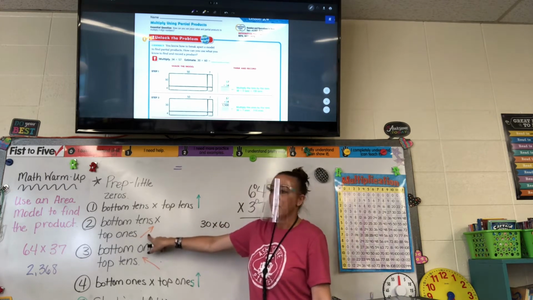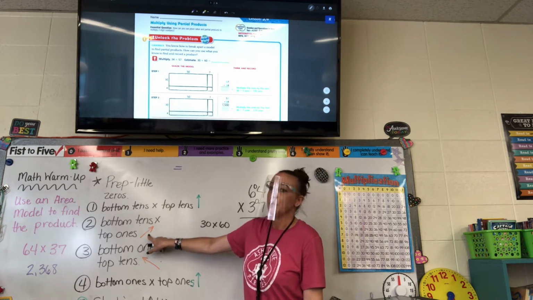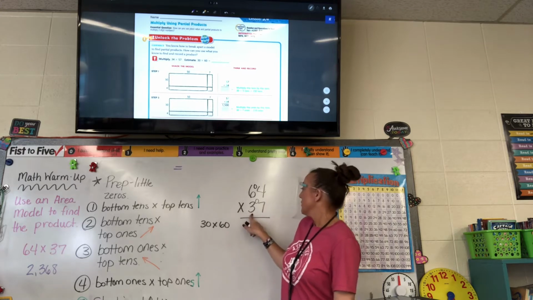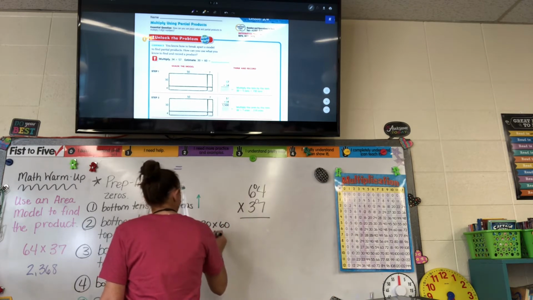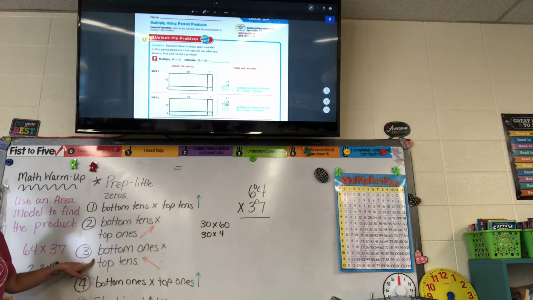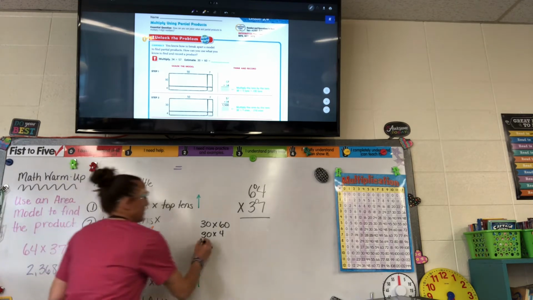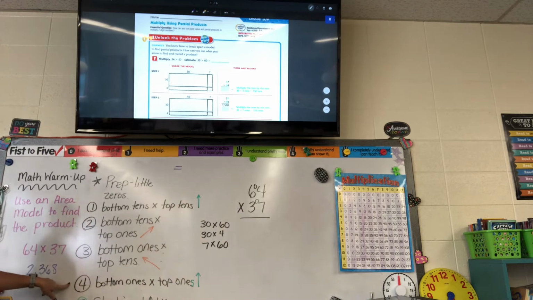Then we're going to multiply bottom tens, which is 30 again, times the top ones. Do you see how this arrow is pointing? That's the direction you go. So we're going to go 30 times 4. Then we're moving to step 3, which is the bottom ones place, which is what digit? 7 times top tens. 60. 7 times 60.